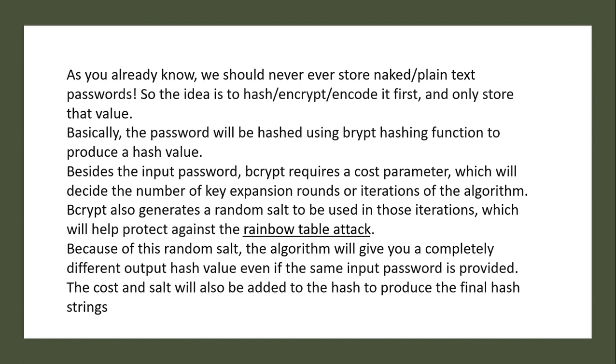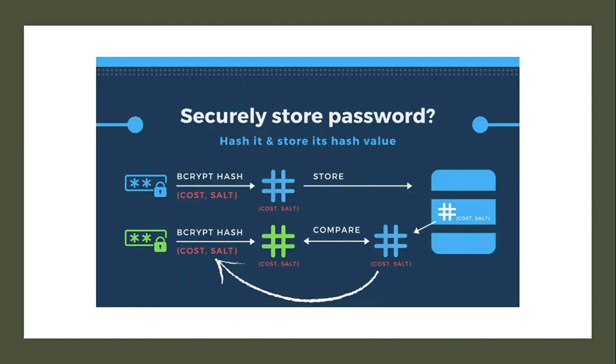Because of this random salt, the algorithm will give you a completely different output hash value even if the same input password is provided. The cost and salt will also be added to the hash to produce the final hash string. So let's see how it works. Whatever password you have given, that value plus salt will be hashed and stored in the database. When you want to compare it at the time of authentication, the password plus salt will be hashed again and those two hash values will be compared against each other. If they are equal, the authentication will be successful. If not, it will throw an error.